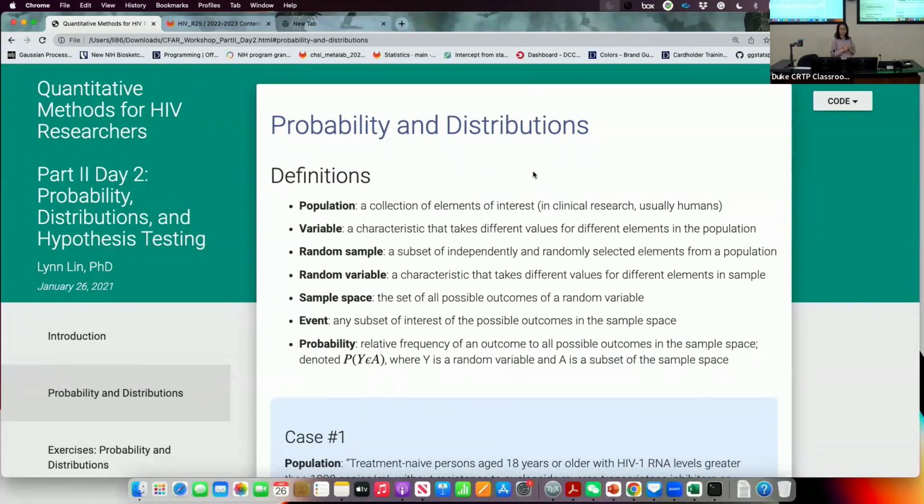Population means the entire collection of the elements, right, that you are interested to study. And then the variable is a characteristic that takes different values for different elements in that population. So from this definition, right, variable, can you give me an example where we can call something a variable? Well, obviously the variable is associated with population, right? Probably you want to define population first, then you can define a possible variable.